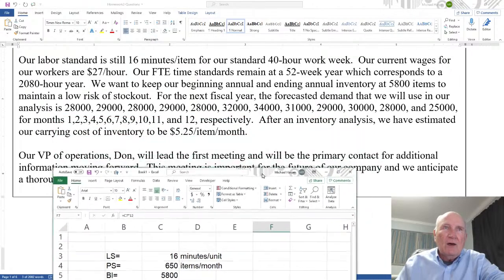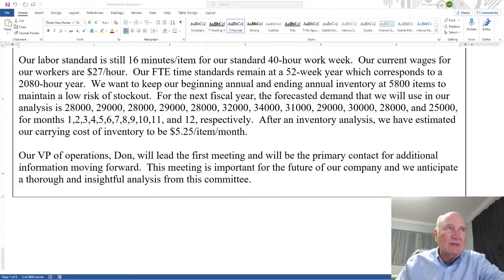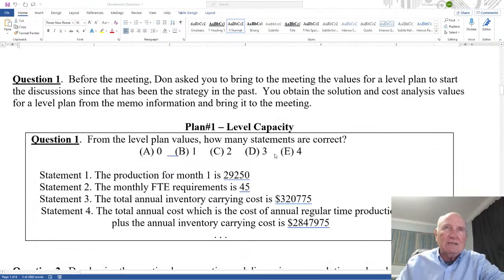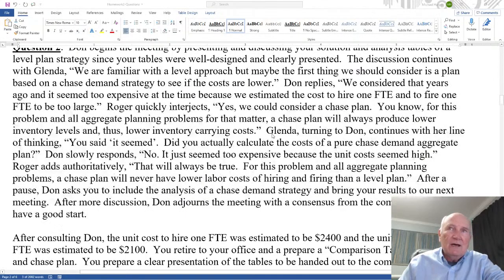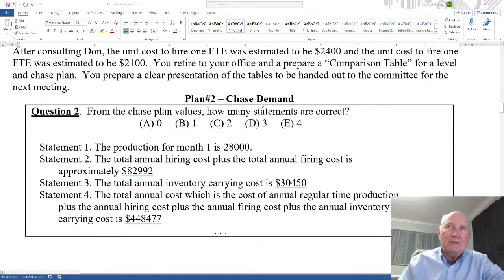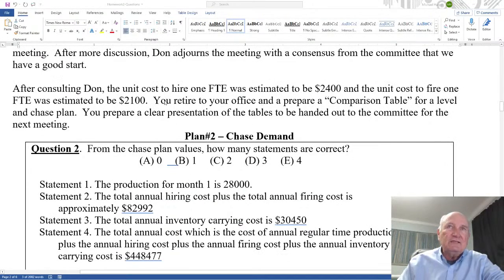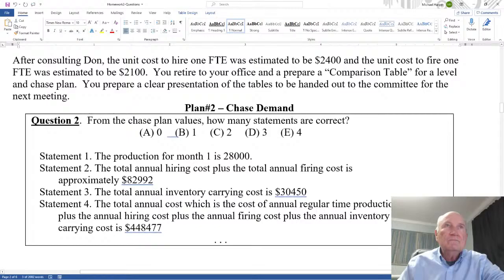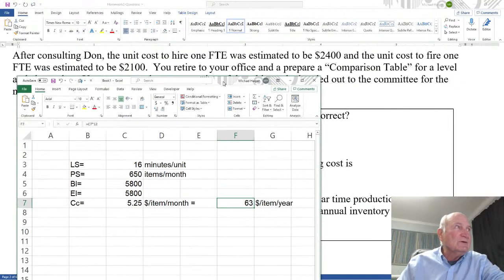Okay, our VP of Operations will lead the first meeting. As I said in class, the first plan is level capacity with this information, and then the second is chase demand with this information. And in the chase demand, we have more information here. Notice in the chase demand, we have our hiring and firing cost. So let's go ahead and put this in here as well.